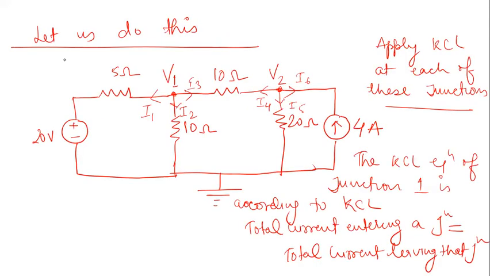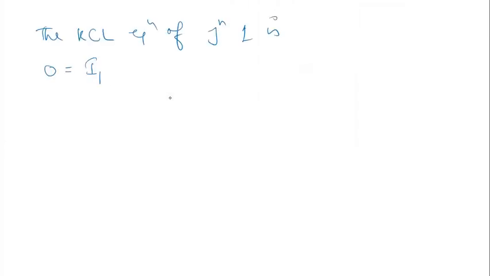Now let us write the KCL equation of junction 1. I1, okay, it is 0 because no current is entering the junction. No current is entering the junction here. All the currents are leaving the junction. So it is 0 is equal to I1 plus I2 plus I3.